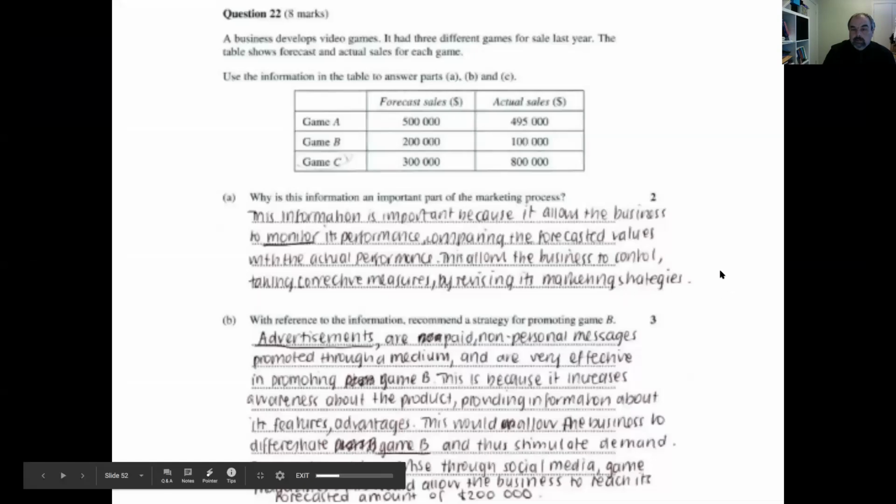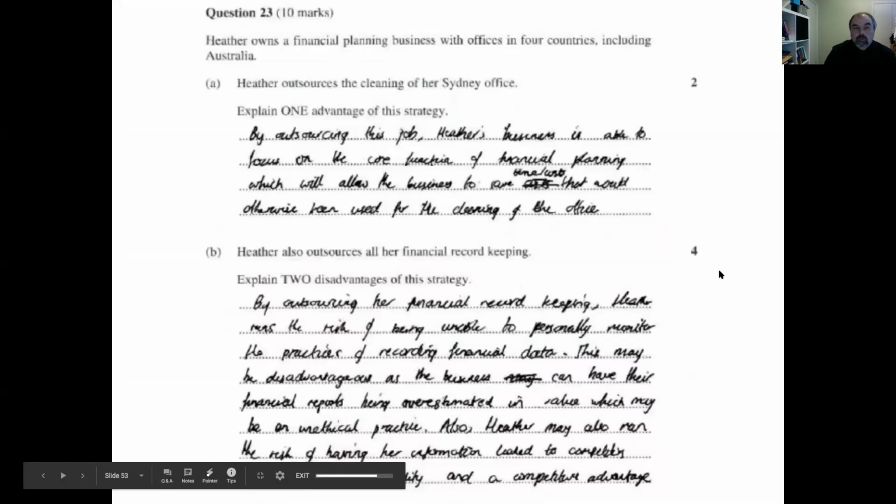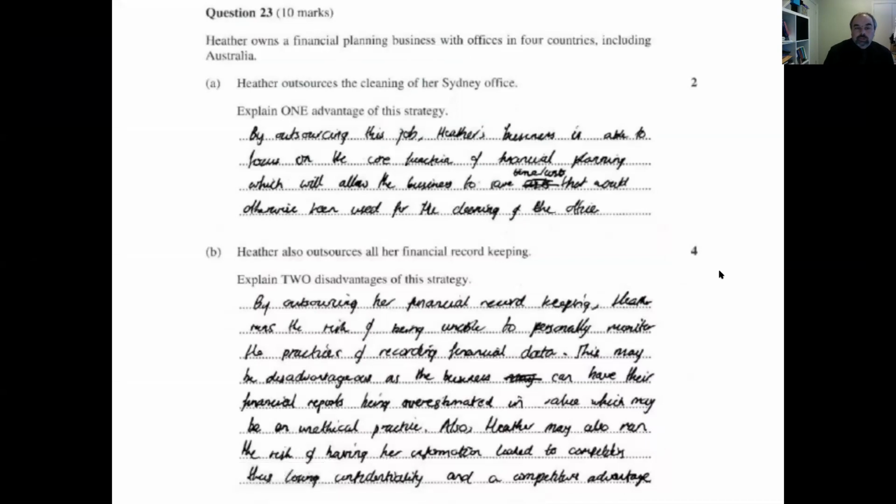All right, so let's move on. Let's have a look at another question here. And again, sample answers from the Nessa book, showing us what a typical answer to this question looks like.